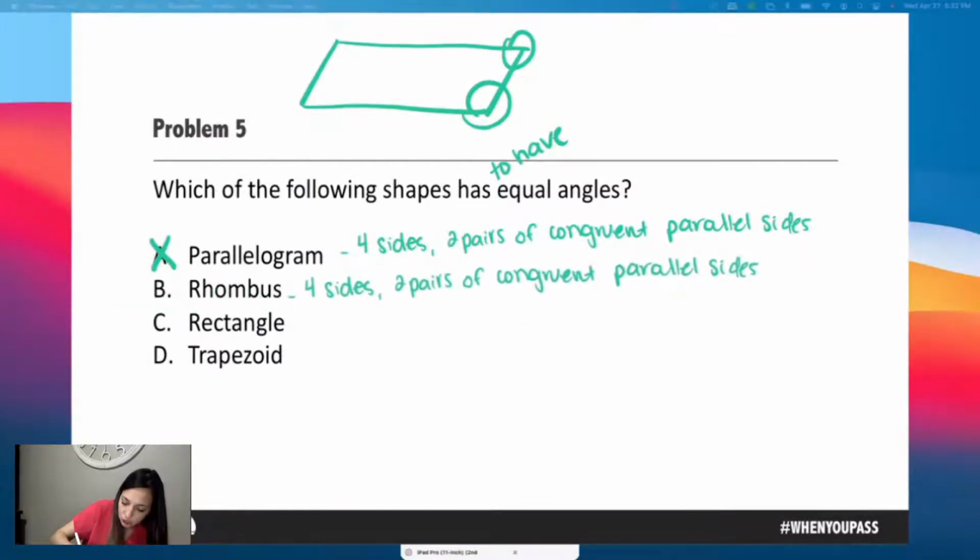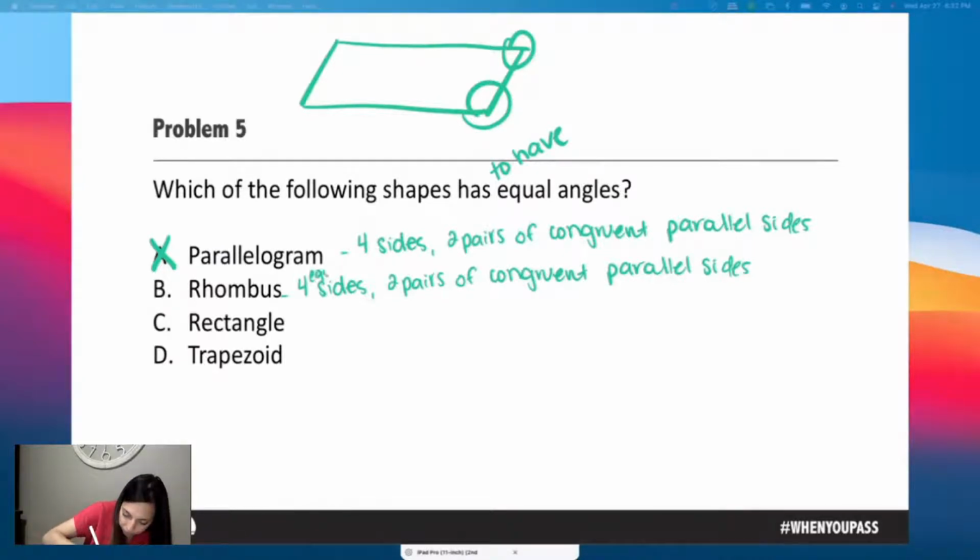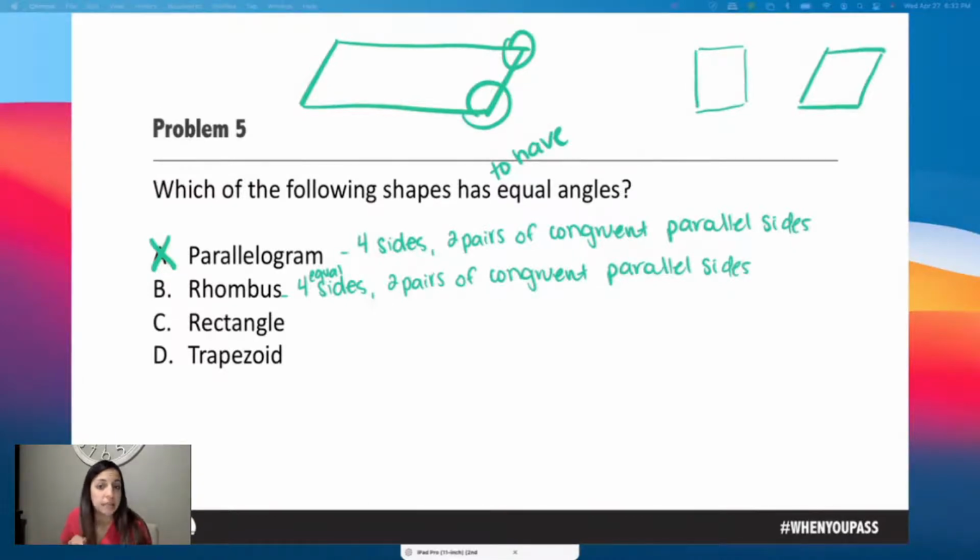It has 2 pairs of congruent parallel sides. And in fact, it has 4 equal sides. So if I draw a rhombus, it could look like a square, but it could also look like this. Because a square has 4 equal sides and has 2 pairs of congruent parallel sides, but so does this.